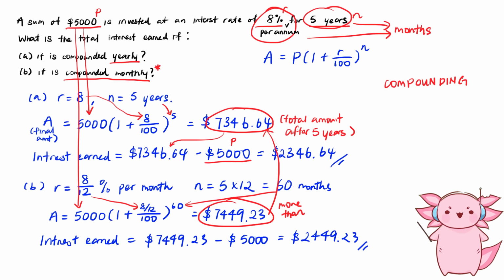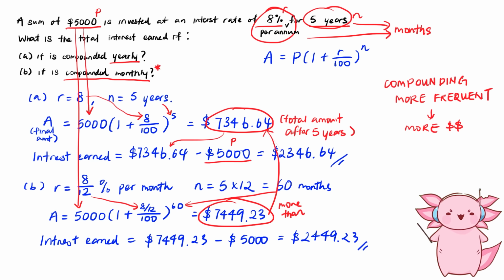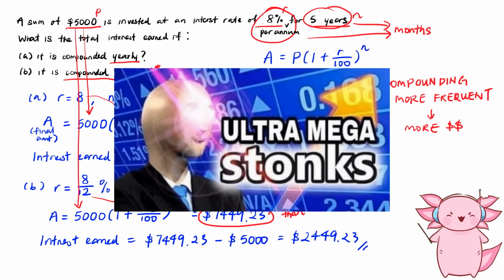So we realize that compounding something more frequently actually earns you more money. Now that's super stonks.